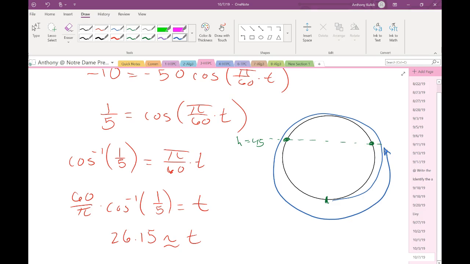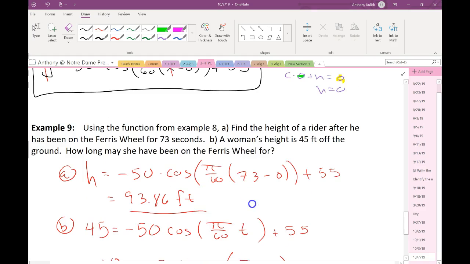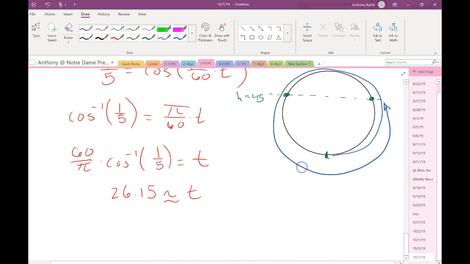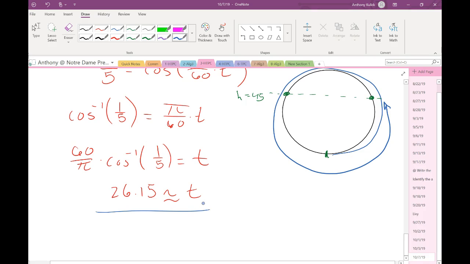If we knew how long the ride lasted, we could actually list all the answers, but we don't know that information. But because of the context of the question, it asks just how long may she have been? That just means we need to supply one answer, and the easiest answer to get is the one we just got. So we're going to leave it at that, but I did want to point out that there is more than one acceptable answer, because that becomes a really important part in future chapters when we start talking about solving trigonometric equations. Keeping that in mind will be really important.